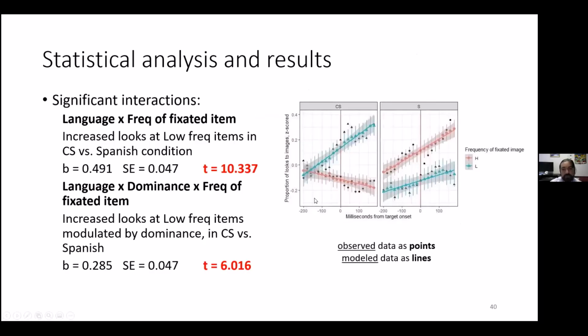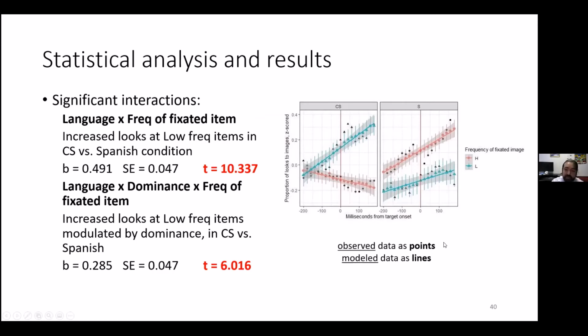Okay, so we confirm that with a statistical analysis here with growth curve analyses. Again, here you see that the colors are completely flipped. In the case of Spanish, the participants, when hearing Spanish instructions, are more likely to start looking at the high frequency item. But when they heard the code switch, they were more likely to look at the low frequency item. So that seemed to confirm our hypothesis.